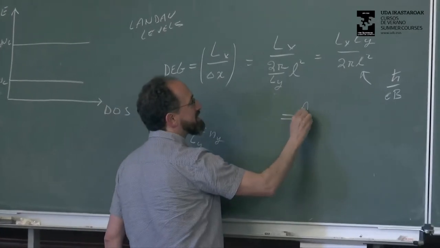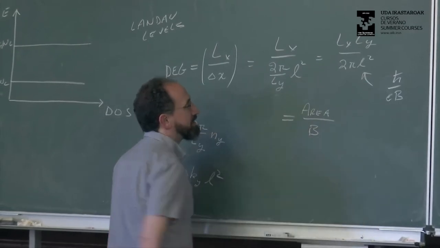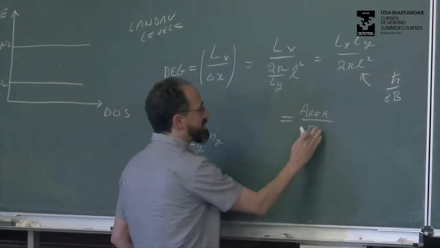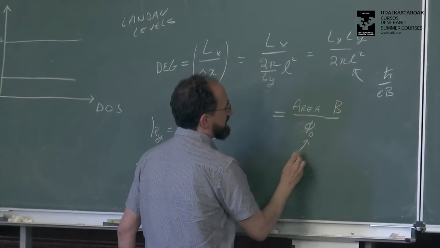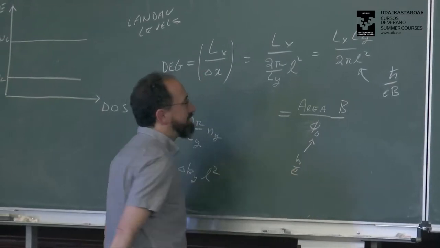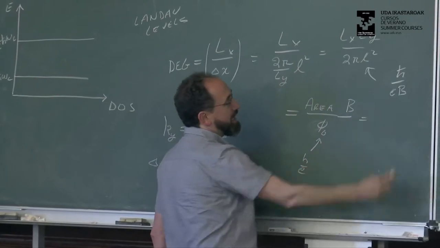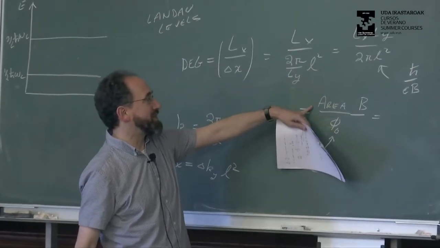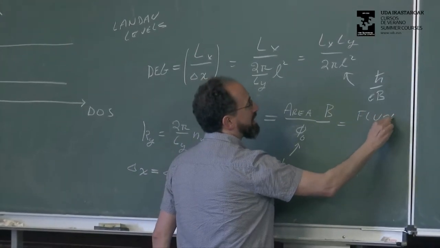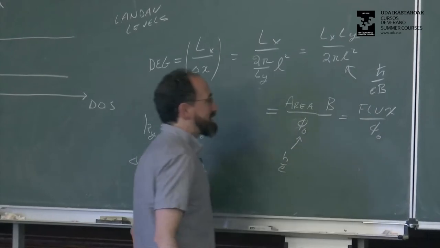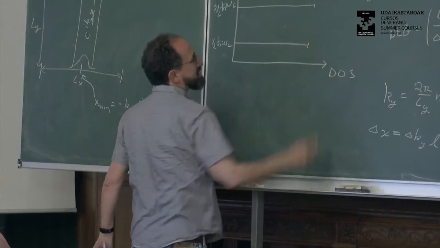So the degeneracy is then the area of the system divided by the magnetic length squared, which is the area of the system times the magnetic field divided by phi naught, and phi naught is the h over e factor. We recognize this as the total magnetic flux penetrating through the system divided by the flux quantum. That gives you the total degeneracy of each of these Landau levels.